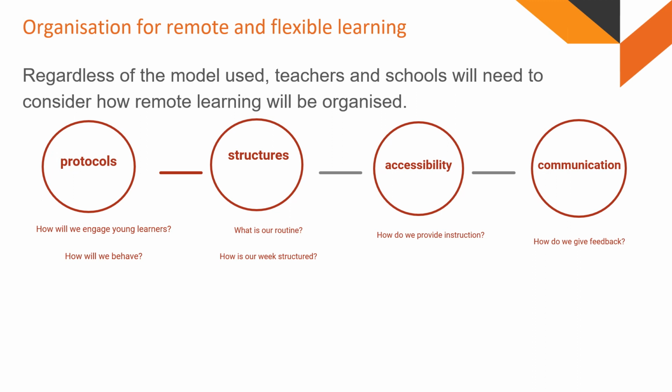Accessibility. How are lesson materials accessed? Does the material need to be adapted for individual students or cohorts? And communication. How is direction for teaching and learning provided? How and when will students be contacted to check on learning progress? And how will they contact the teacher if they have questions or require help? There are many considerations in the flexible and online learning environment.